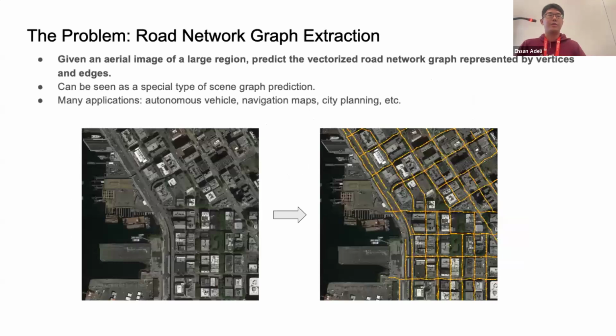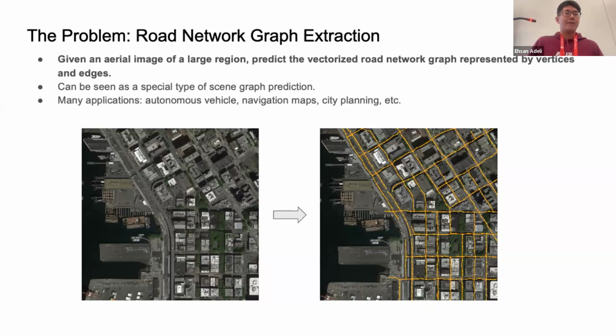So the problem we are trying to address here is to extract road network graphs from an image, an aerial image that might be representing a large city region. We want to predict the vectorized road network graph represented by vertices and edges. The vertices might be representing the intersections and key points. The edges could be representing the road segments. This can be seen somewhat as a special type of scene graph prediction if you see the vertices as the entities and the edges as their relationships.